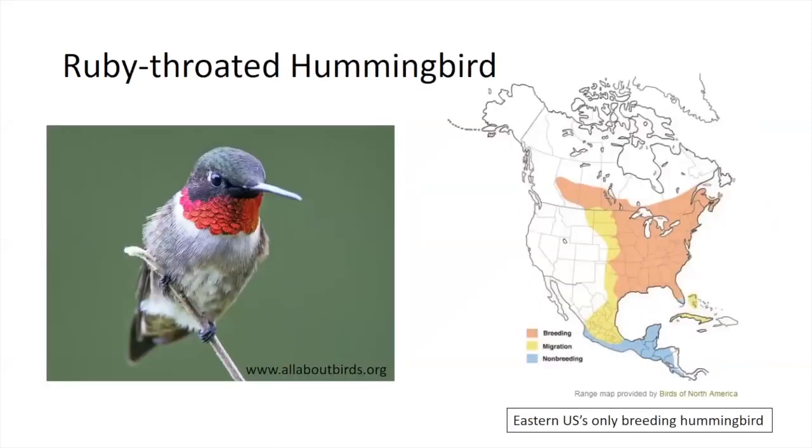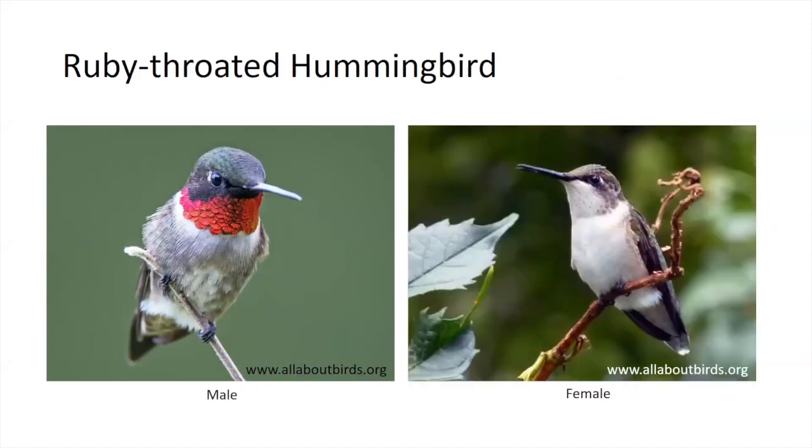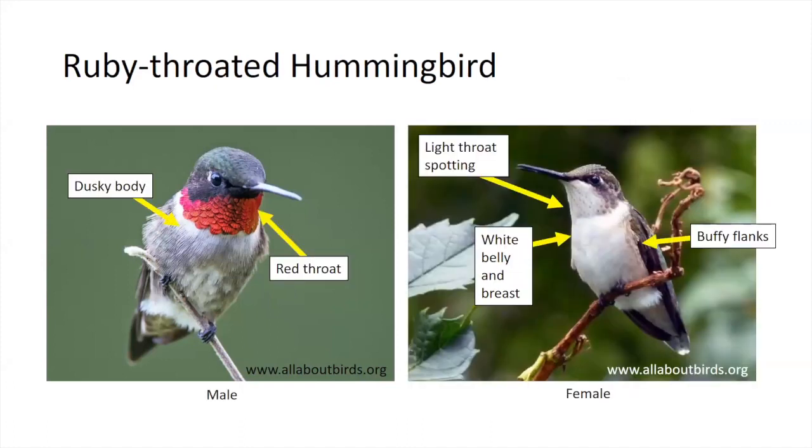So if you're on the East Coast, it'll be easier to identify a hummingbird because the only breeding species is the ruby-throated. And with the male, like his name implies, he has a beautiful red throat and a dusky body, whereas the female, like the other hummingbird females, is just more drab. She has a white belly and breast with some light throat spotting and some buffy flanks. But if you're in the East or Midwest, chances are this is what you're seeing.